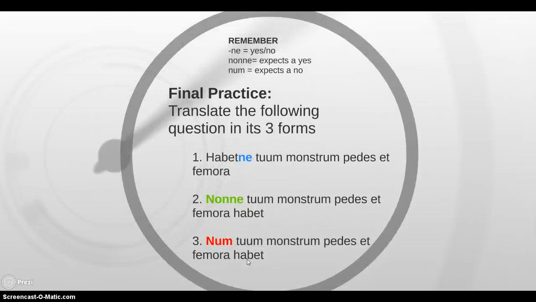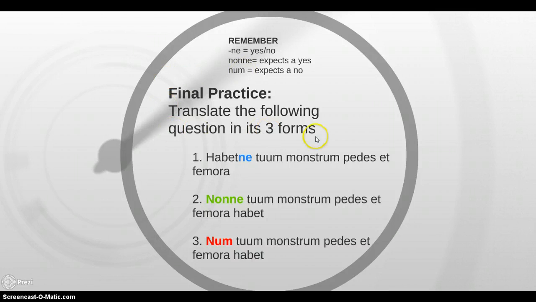Here's your final practice. Remember, -ne is for a yes or no question. Nonne expects a yes answer. Num expects a no answer. So, -ne would be, is it raining? Nonne would be, it's raining, isn't it? Num would be, it's not raining, is it?